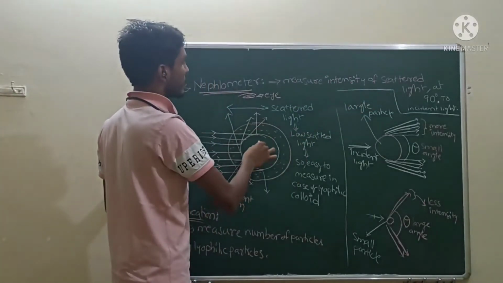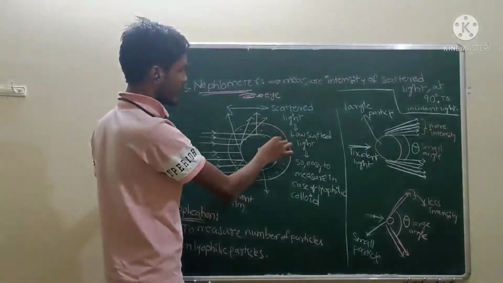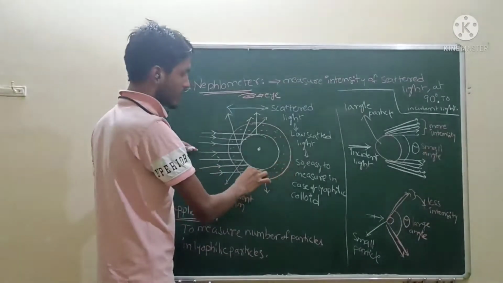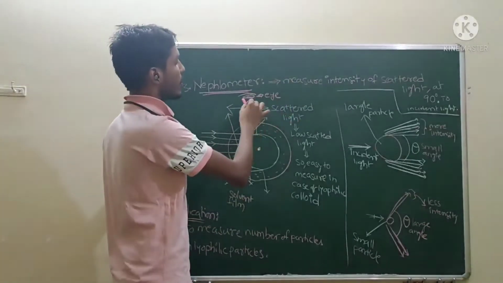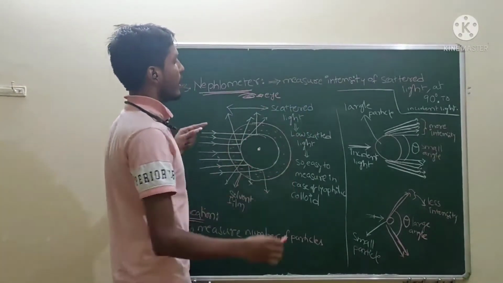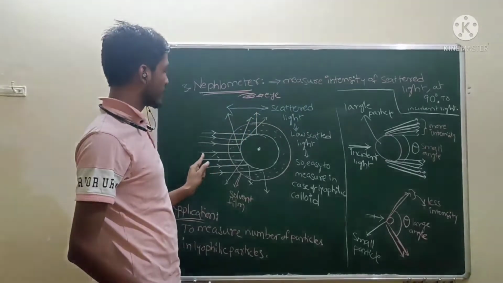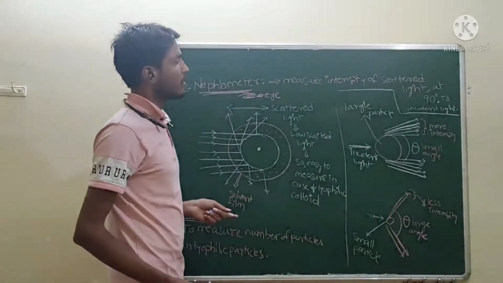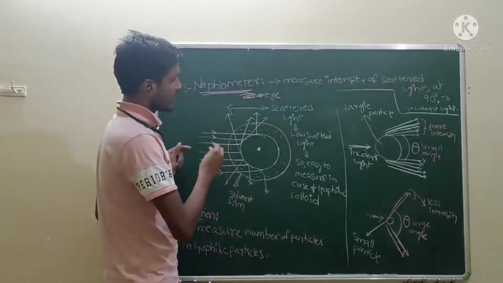How much intensity of scattered light comes from this lyophilic particle? See, this is a lyophilic particle surrounded by the solvent film. So how much amount of scattered light is there? I am observing at 90 degrees to the incident light. So these are lyophilic particles surrounded by the solvent film.